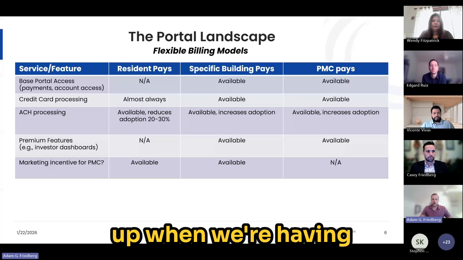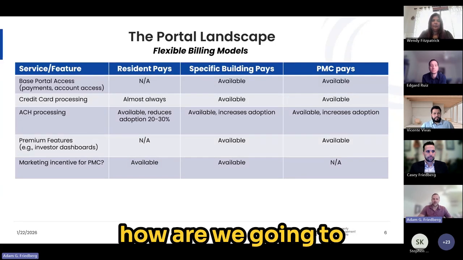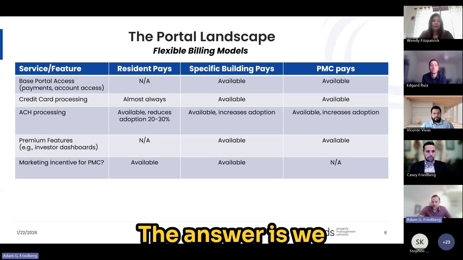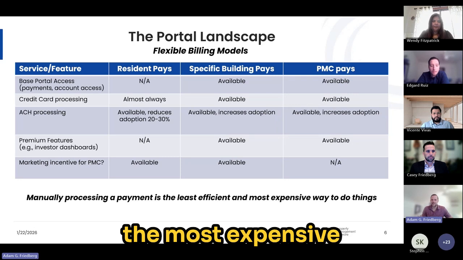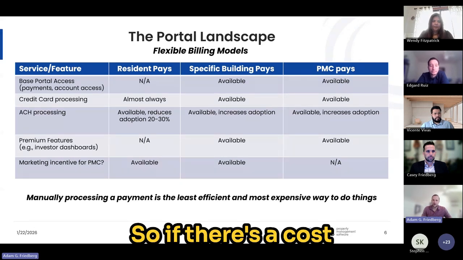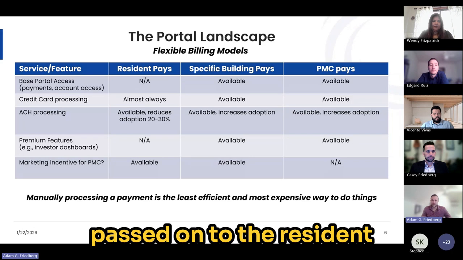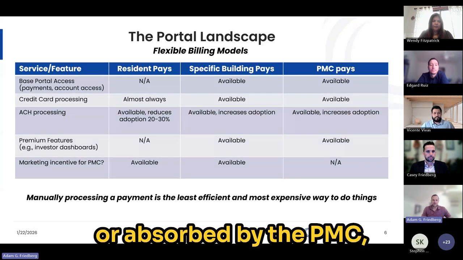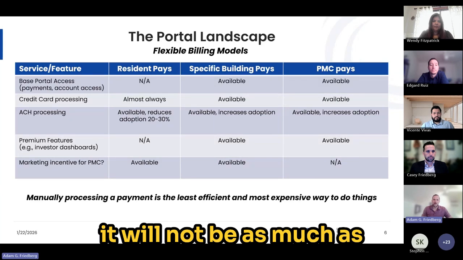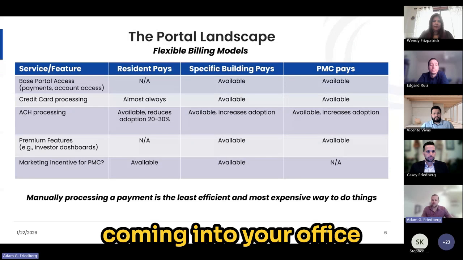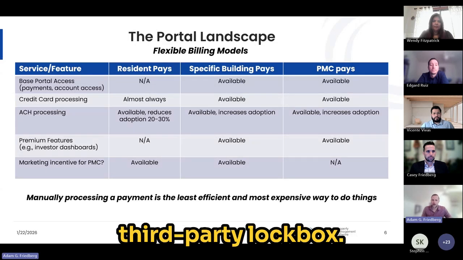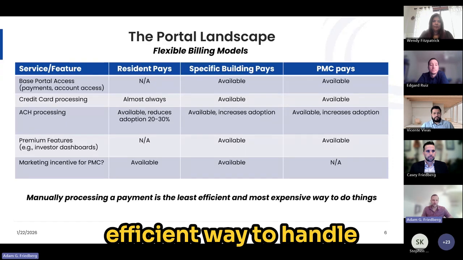It almost always comes up when we're having a sales conversation. How are we going to structure this billing? The answer is we can always find a way to make it work. Manually processing payments is by far the most expensive way to do things. So if there's a cost involved with the portal, whether that's being passed on to the resident or absorbed by the PMC, it will not be as much as the cost of handling a payment with a check coming into your office or sending it out to a third-party lockbox. It's by far the most efficient way to handle this type of a thing.